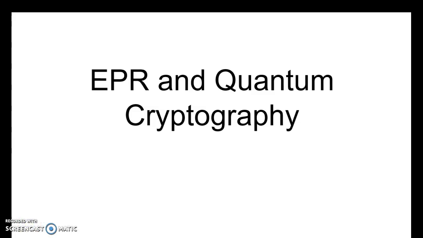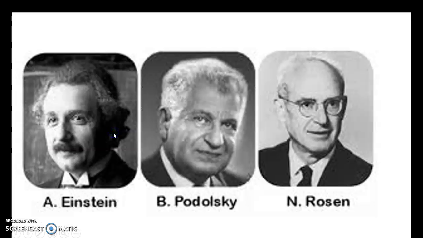Today's video will be about the EPR paradox and how it is used in quantum cryptography. There was an article that brought forth matters about this EPR paradox, and it was called "Can Quantum Mechanical Description of Physical Reality Be Considered Complete?" It was published in 1935.